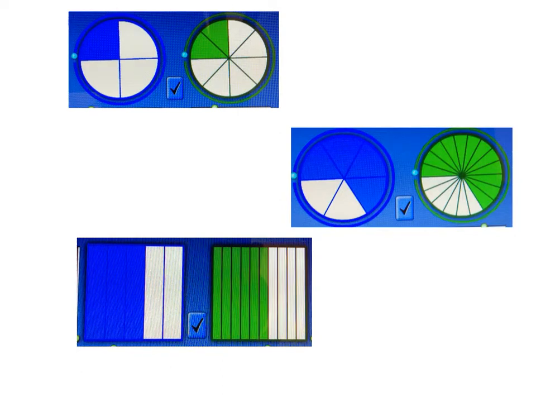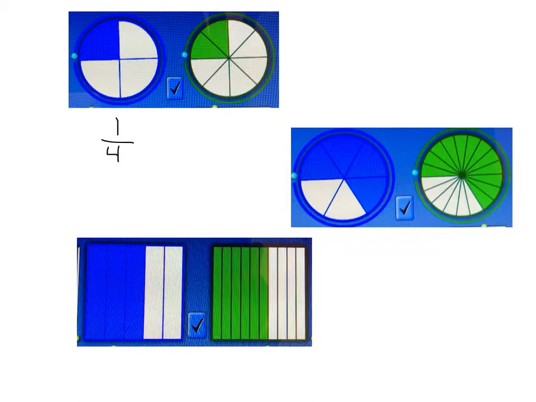We're going to take a look at making equivalent fractions. So up in the top left, I have two fractions being represented. On the left, I have 1/4. 1 out of 4 is shaded, so it's 1/4.